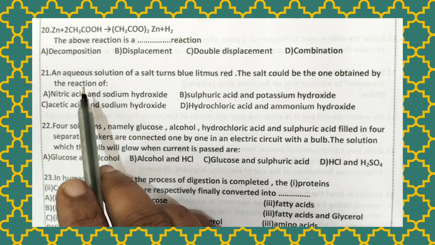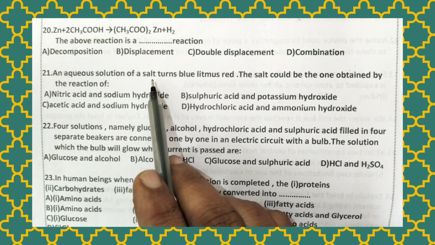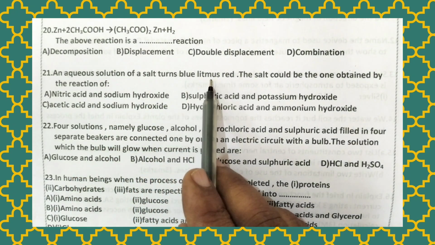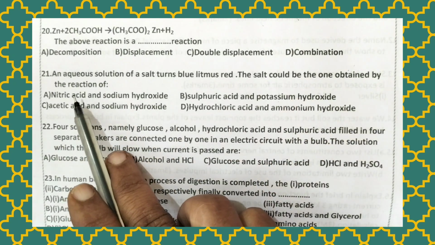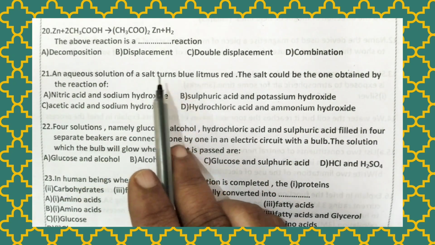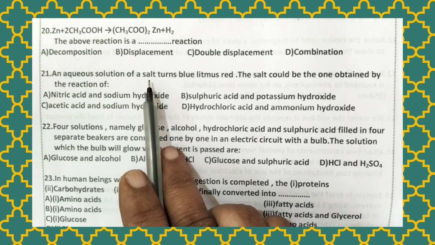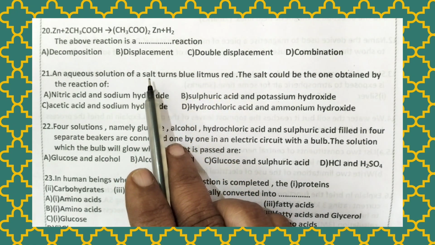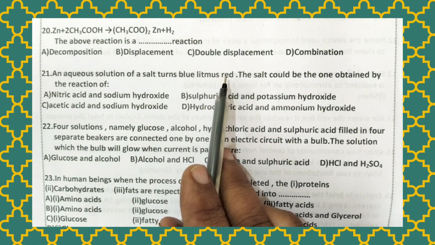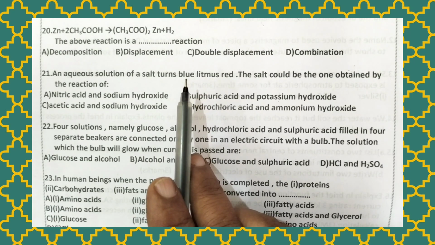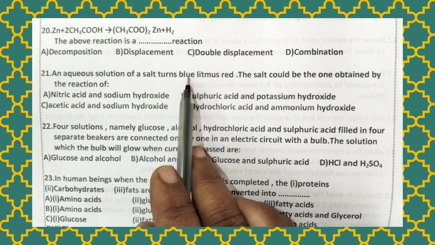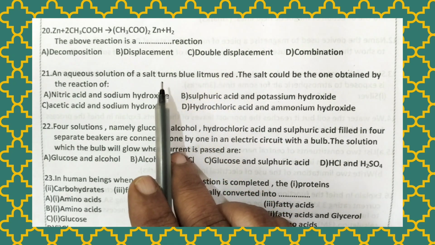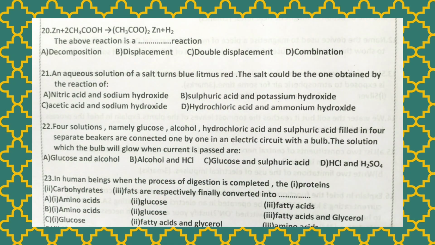Question 21 is like this: an aqueous solution of a salt turns blue litmus red. The salt could be the one obtained by the reaction of... So the salt solution changes blue litmus to red, which means the salt must be an acidic salt, because an acid turns blue litmus red. For an acidic salt, there must be a strong acid and a weak base.